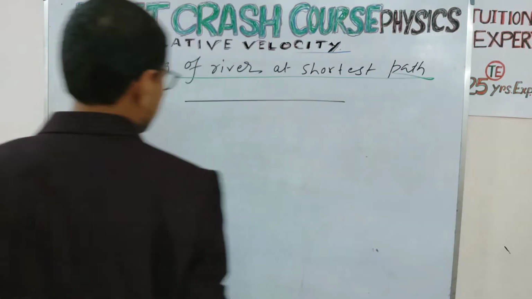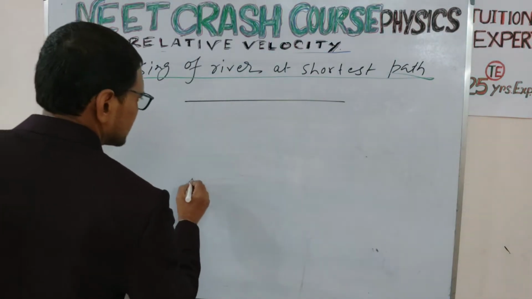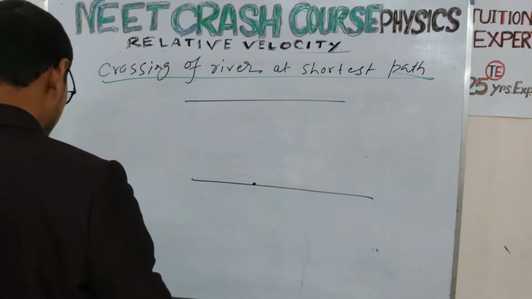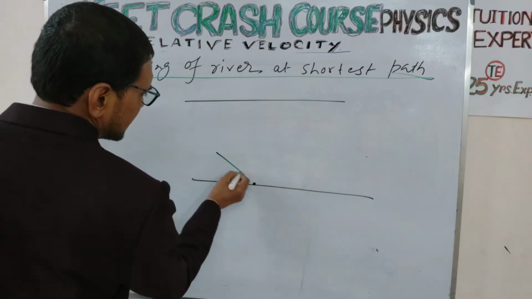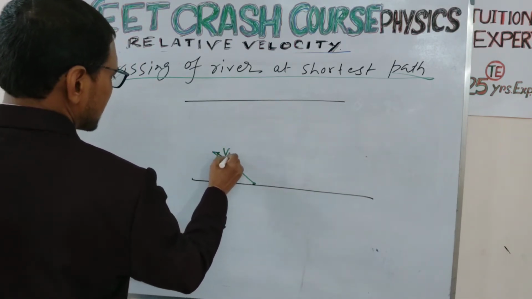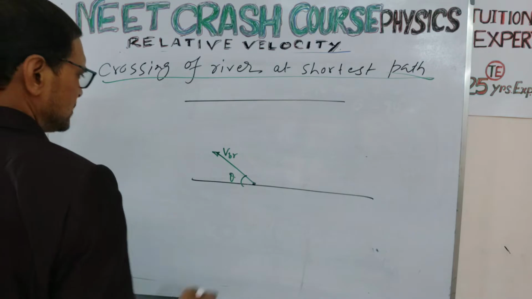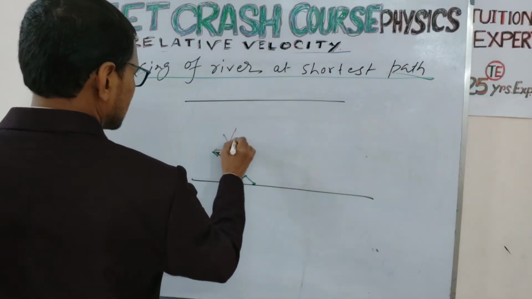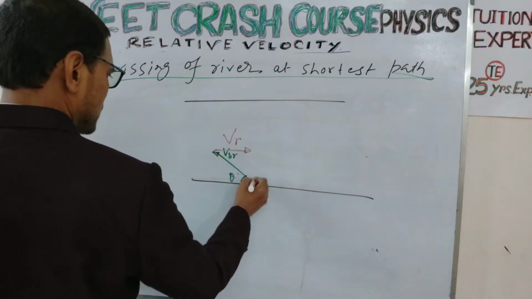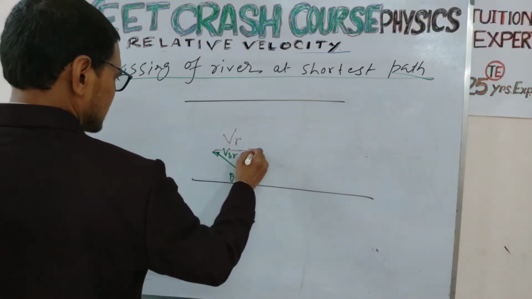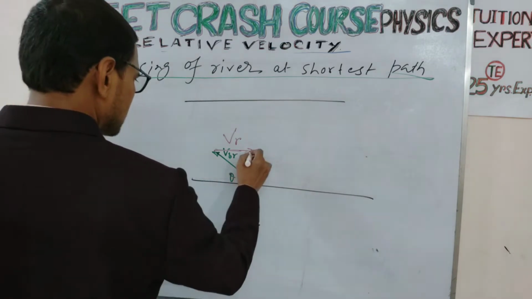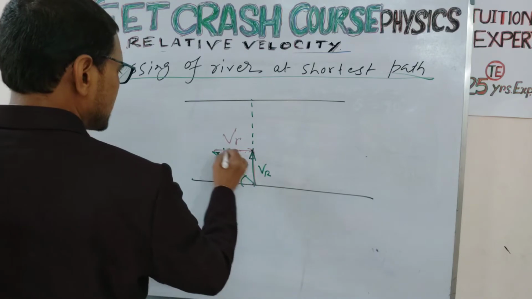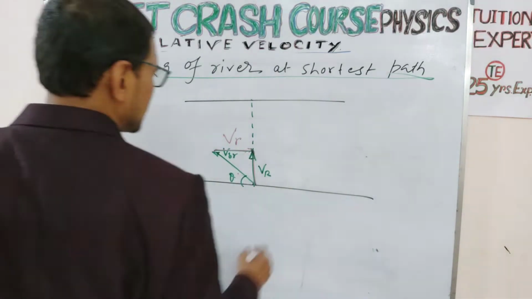Crossing of river at shortest path. Here the man should start at an angle theta. This is VBR, and this angle is theta. The velocity of the river is in this direction. So from this and this, the resultant velocity VR will be in this direction. Here the drift will be 0.